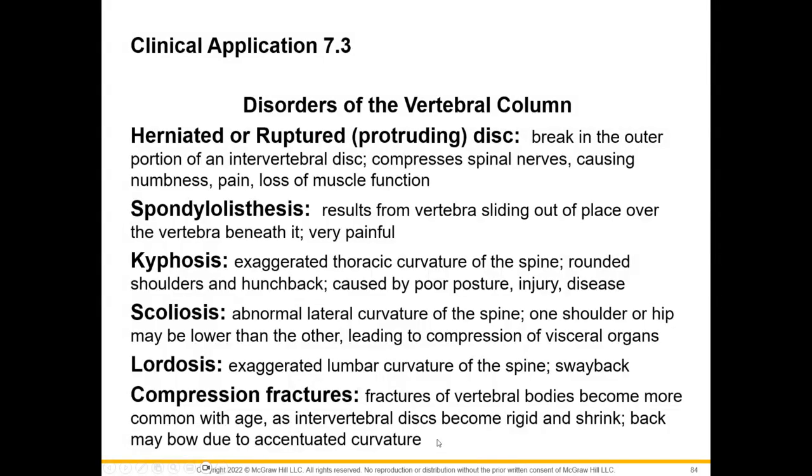You can have compression fractures. Fractures of the vertebral bodies become more common with age, and this is a compression fracture because the intervertebral discs get much more rigid. They start shrinking. The back can actually bow up a little bit, and that may be caused by accentuated curvatures also.